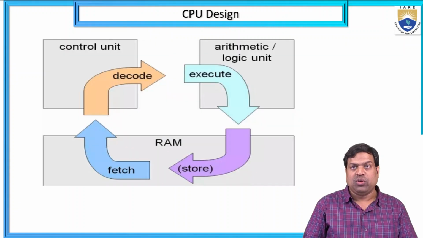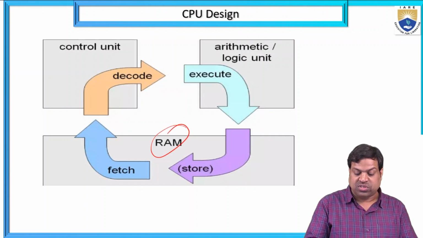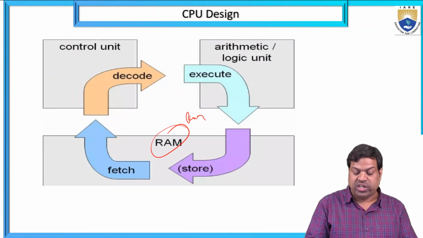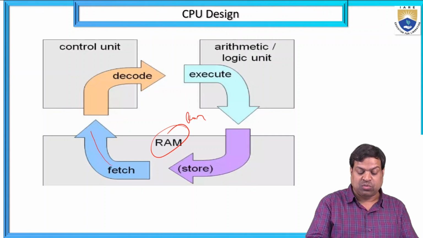So the control unit, arithmetic logic unit, fetching and stores. RAM means random access memory, or I am taking the ROM also. So fetching means fetching, decoding, executing and storing. So fetching means memory to control unit. Okay, where is the fetching? The memory. It is fetching from memory, and after the fetching, it goes to decoding.